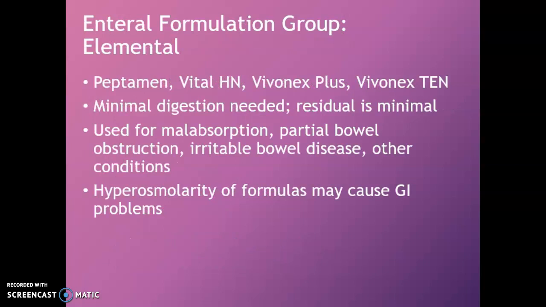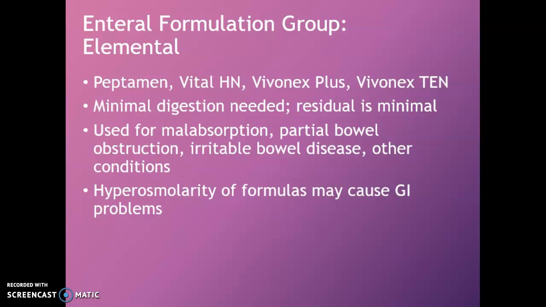So our first group in the enteral formulation group is the elemental. Peptamen, Vital HN, Vivanex Plus, Vivanex 10. These solutions contain hydrolyzed proteins such as dipeptides, tripeptides, or crystalline amino acids, along with glucose, oligosaccharides, and either vegetable oil or a medium chain triglyceride. So they have no significant fat content. Because of this, minimal digestion is needed and there's very little residual left in the gut. This is why we call them elemental formulas. Their macronutrients are in the most elemental form.